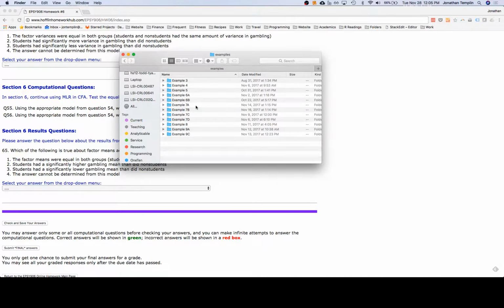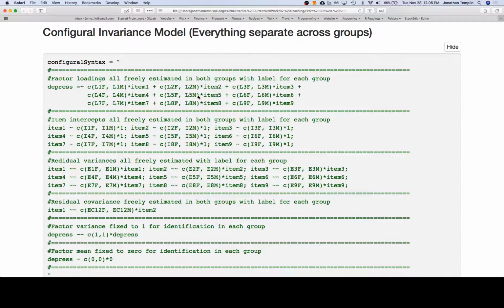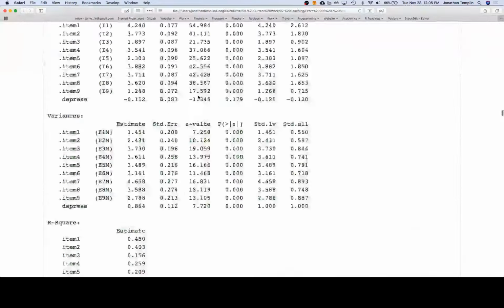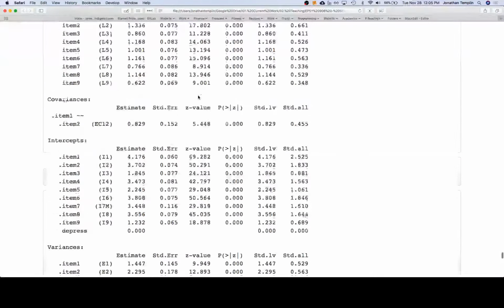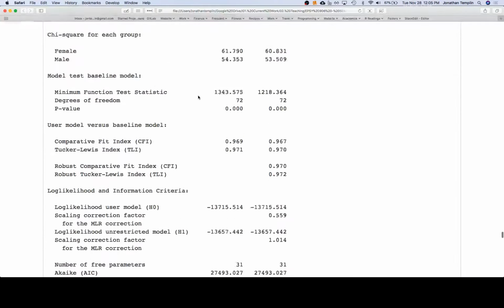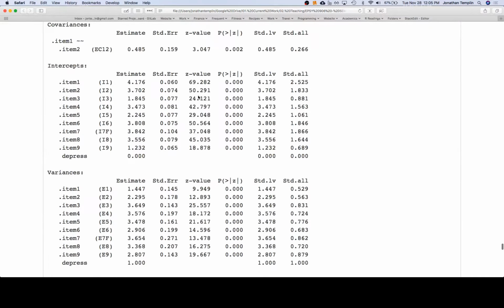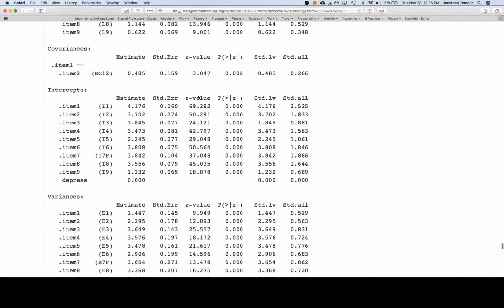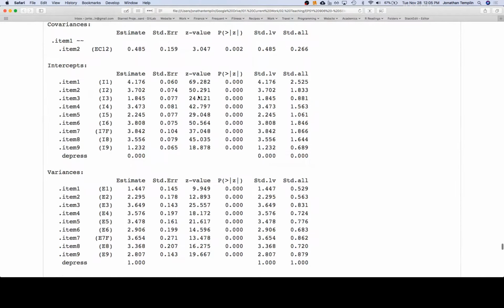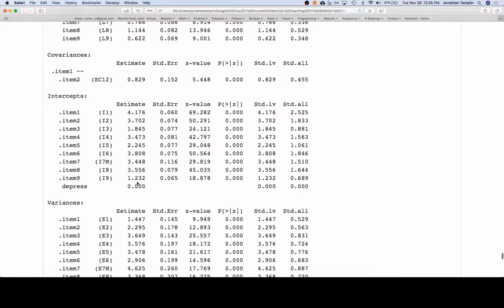I'm going to go to the invariance example, example 7a, which does invariance in the same method you should have used in the homework. If I go to the bottom and look at the difference in factor means, 7a is good because we have 2 groups. The depression intercept is 0 in this one, and it is 0 in this one. This is when we constrain them to be equal.